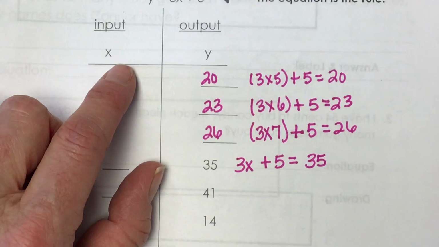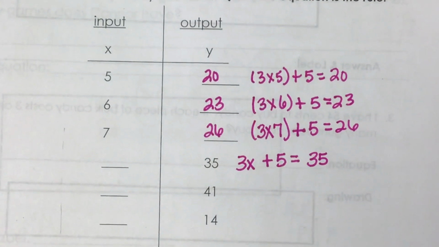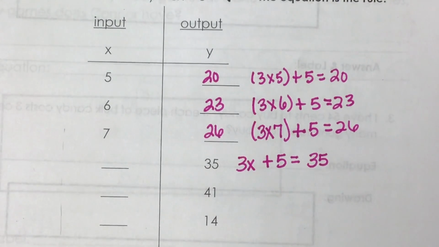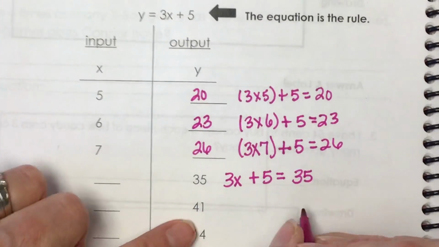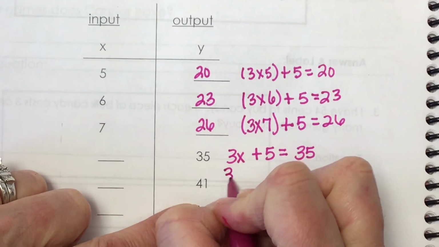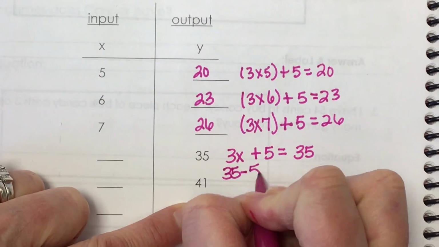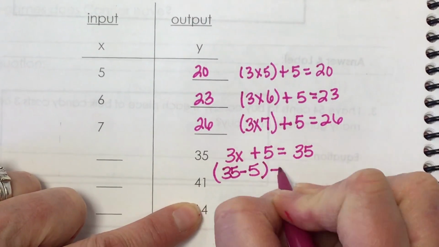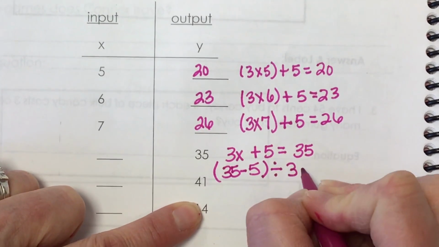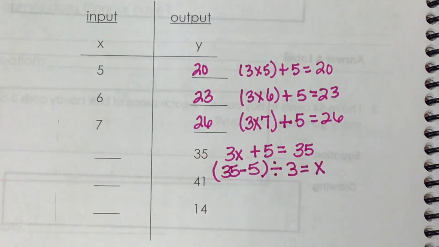The output, reverse the rule. So instead of adding 5, we're going to what? Subtract 5. And instead of multiplying by 3, we're going to divide by 3. Okay? So when we do that, we now have 35 minus 5 divided by 3, and that will give us our x.